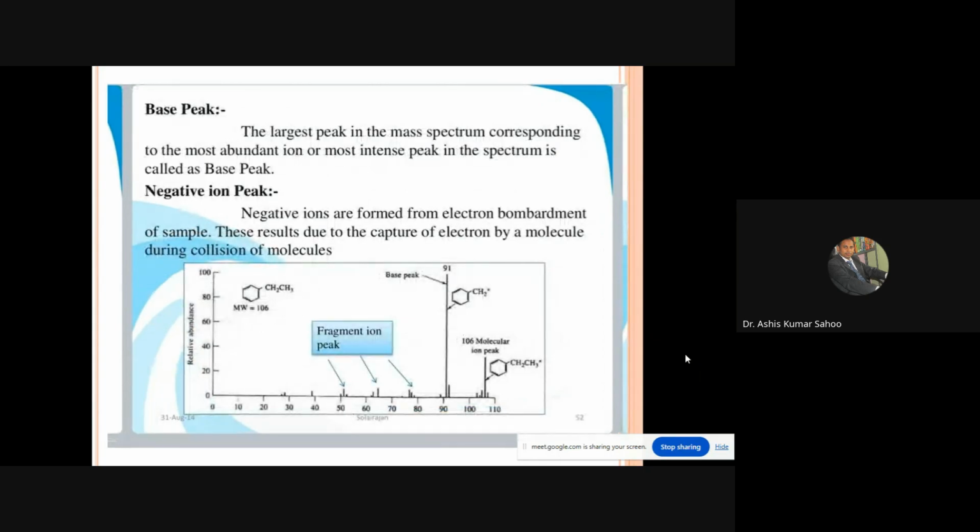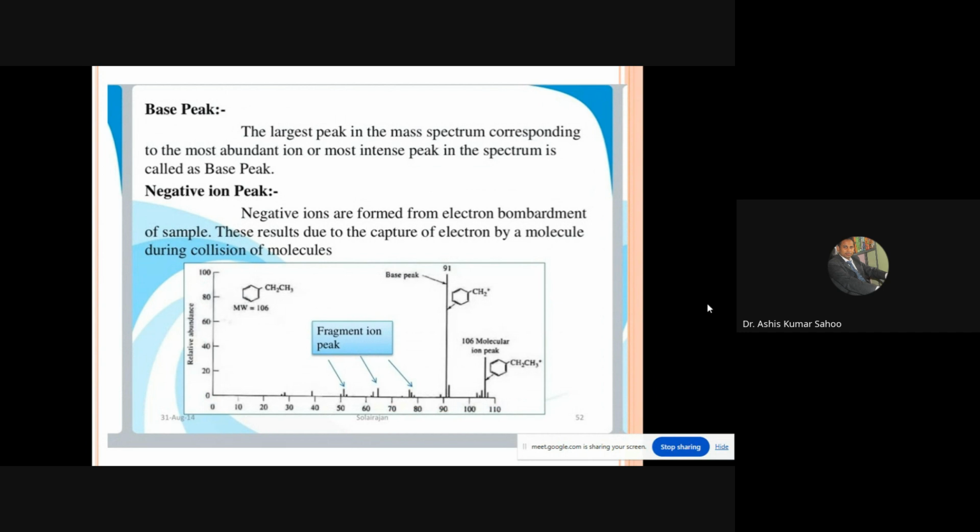Now the base peak. What is the base peak? The largest peak in the mass spectrum, corresponding to the most abundant ion, is the most intense peak in the spectrum. So the largest peak is the base peak. Negative ion peak: negative ions are formed from electron bombardment of some molecules. These result from capture of electrons by a molecule during bombardment.